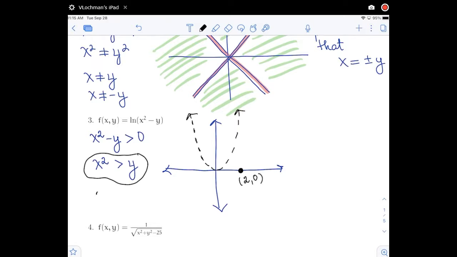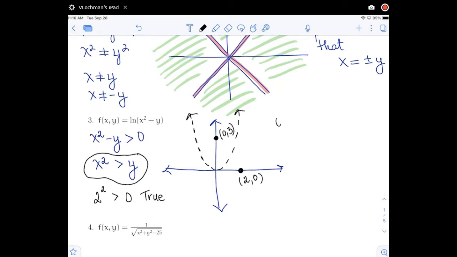Is this statement true? 2 squared greater than 0. Is that true? Yes, it's true, right? You guys agree that's true? 4 is greater than 0. That's true. Okay, let's pick something over here. So what is this point? Let's say this one is (0, 3).